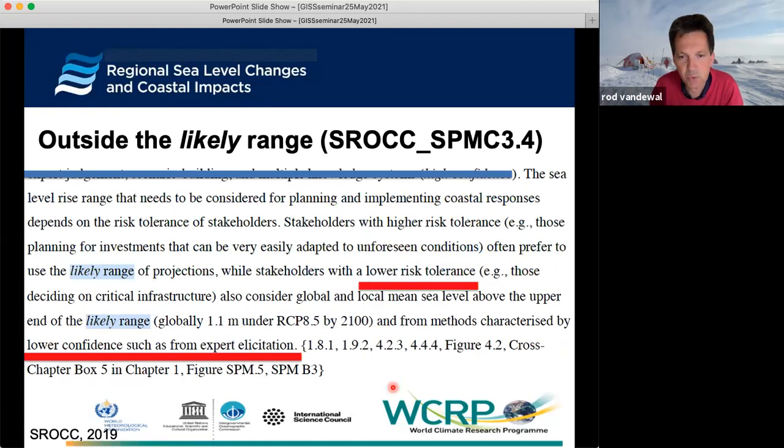And the first attempt to address this in a little bit more satisfying way for risk-averse stakeholders was made somewhere in the summary for policymakers of the SROC report, where it said that stakeholders with a lower risk tolerance, particularly those deciding on critical infrastructure, should also consider values outside the likely range and from methods characterized by lower confidence, such as from expert elicitation. So in fact, what the SROC report does here is defer those who are interested in a high-end estimate, not to the SROC report, but to go and have a look at expert elicitation approaches as an alternative to find values which are maybe more appropriate for your risk-averse decision process.